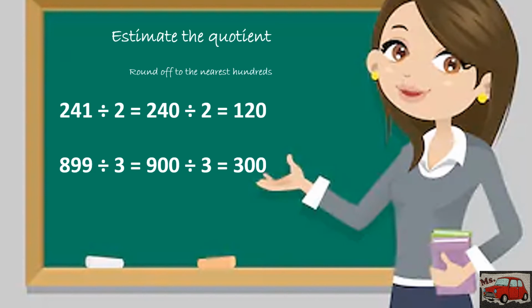Next, estimate the quotient, but this time, let's round it off to the nearest hundreds. So, yung 241, magiging 240 divided by 2, and then we have 120. 899 divided by 3. So 899 will become 900 and then divided by 3. So the answer is 300. So mas madali mag-divide kung naka-round off yung dividend natin.